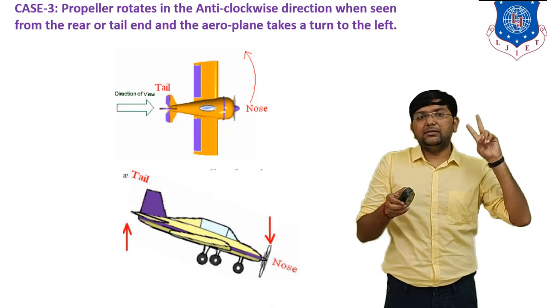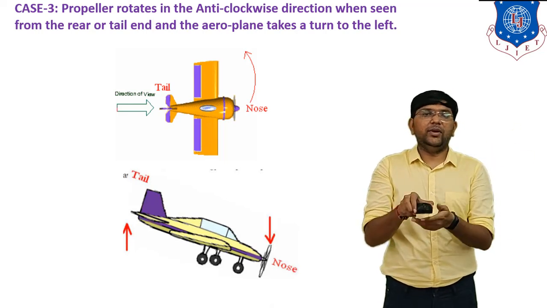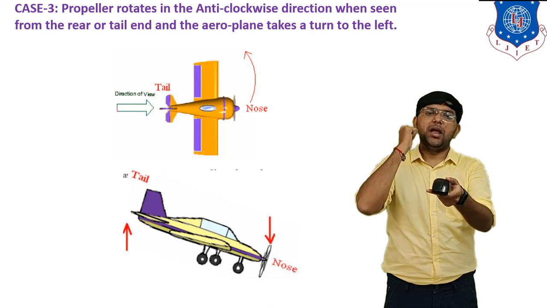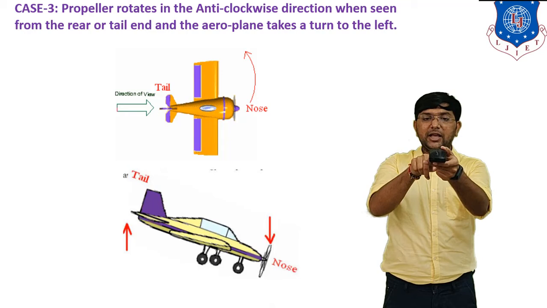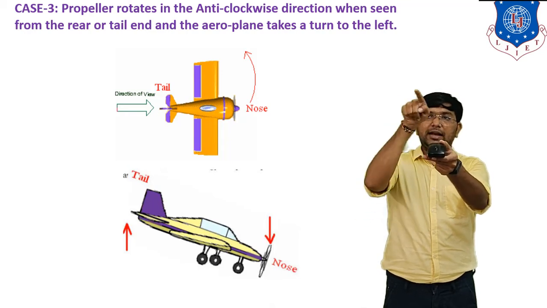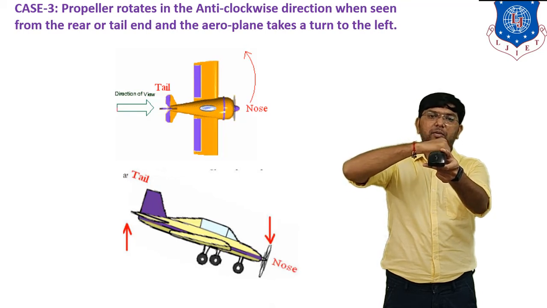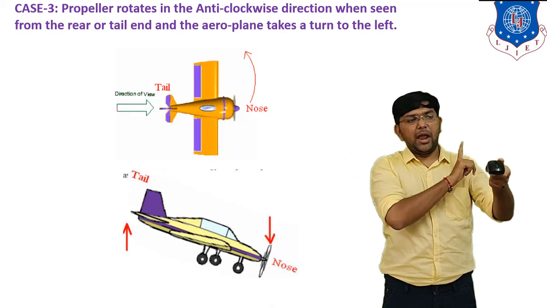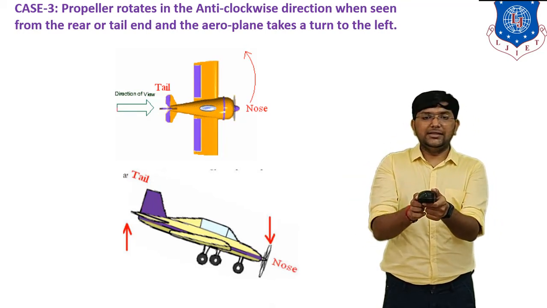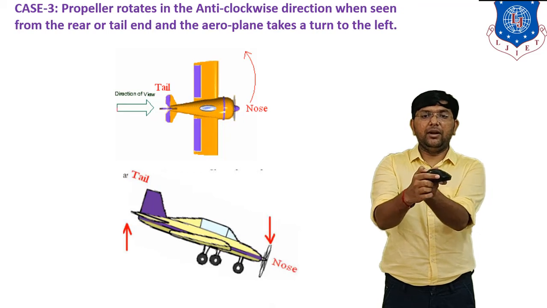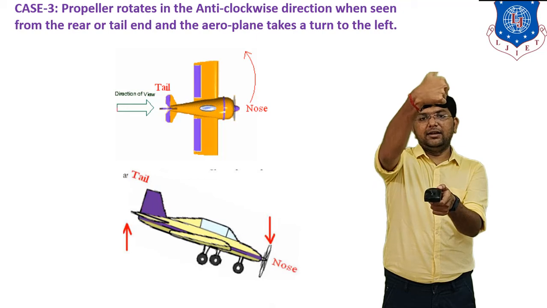Means in the first two cases the direction of angular momentum is in the forward direction, but in the last two cases the direction of angular momentum for the propeller is in the backward direction. Clear? So this is the aeroplane, and the propeller rotates in anti-clockwise direction. Put your fingers in the anti-clockwise direction, then the thumb indicates the direction of angular momentum. So the first vector is in the backward direction. Now the aeroplane tries to take a left turn like this. So put your fingers in the left direction, then the second vector is in the upward direction.